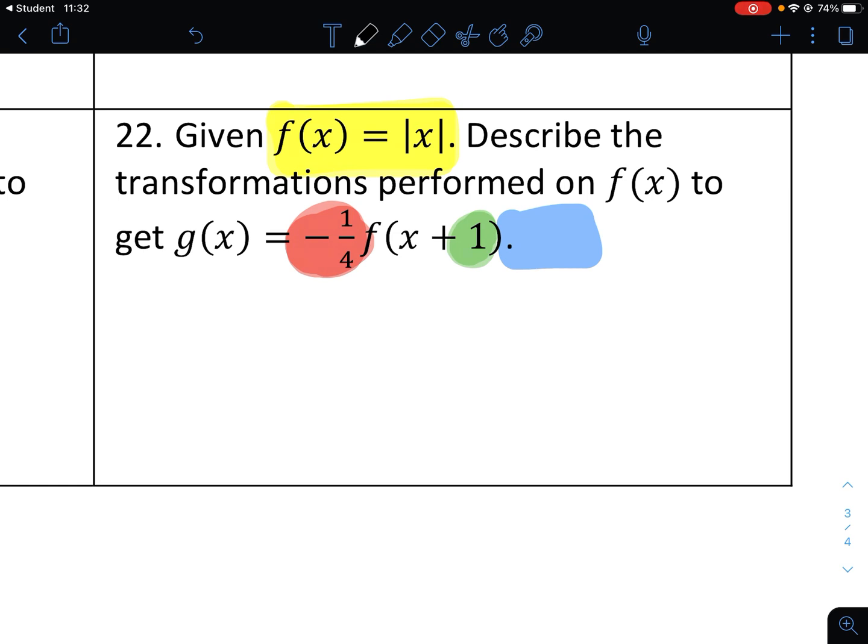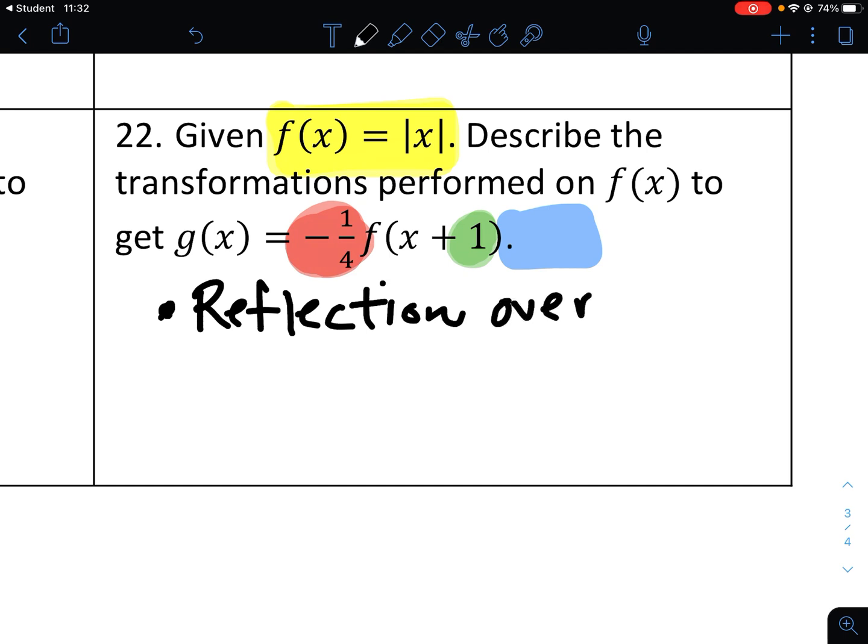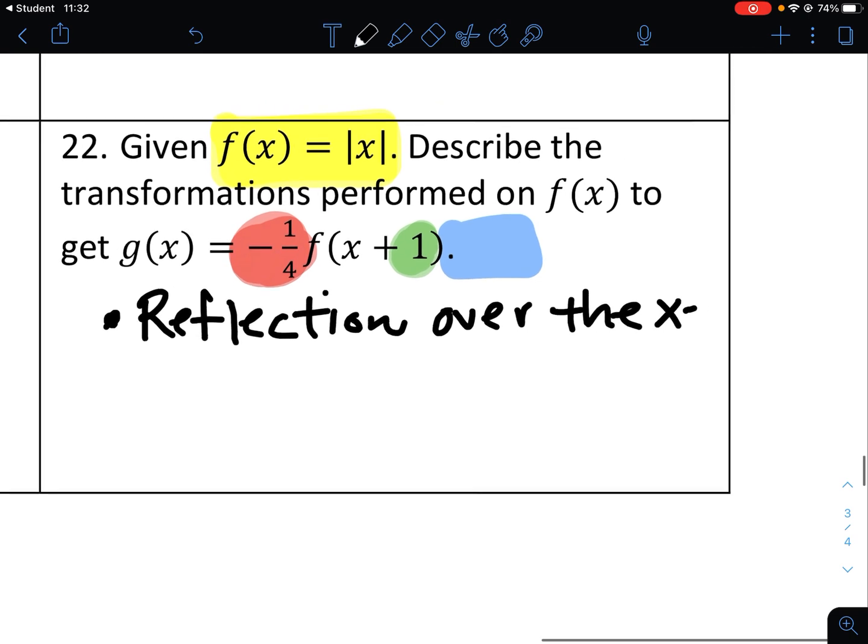What I want to do is start from left to right. I'm going to read this just like a sentence. So the transformation performed on f of x to get g of x equals negative. Remember, the negative is its own transformation all in and of itself, and that's our reflection. Please make sure that we specify that it's over the x-axis. We can reflect over pretty much any mirror, any axis or line that we want to, so it's very important that we specify that it's a reflection over the x-axis.